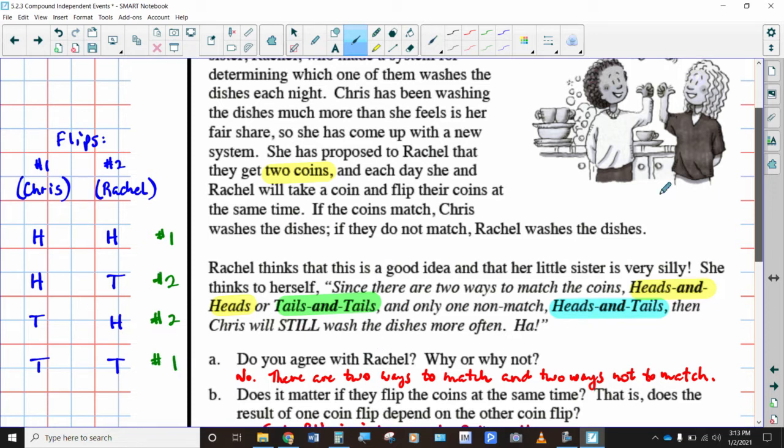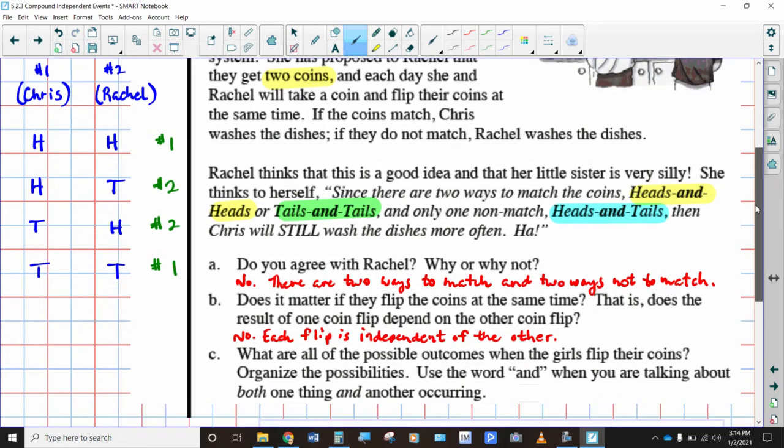So what do you notice about the outcomes? This is the theoretical probability, right? We're not doing a simulation and we're not doing an experiment, which we could, I suppose, if we really wanted to. We could go onto the online book and play around with a little flipping of the coins and see how often each one had to do the dishes. In fact, let's go ahead and do that right now. We'll do like 20 simulations and see who has to do the dishes and see if it ends up being about 50% for each one.